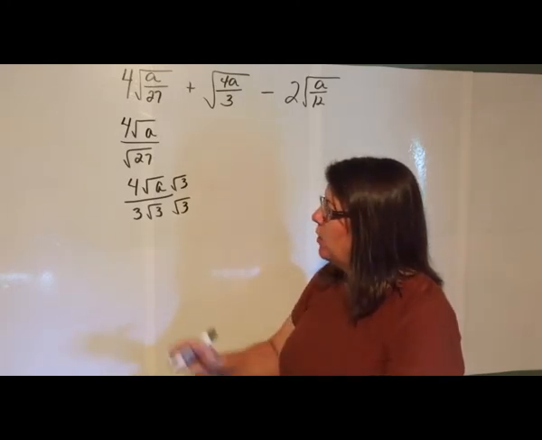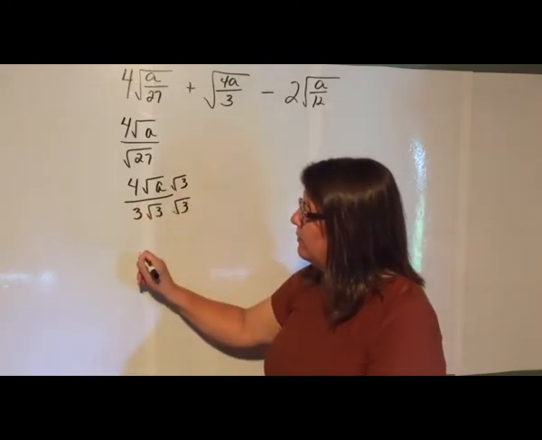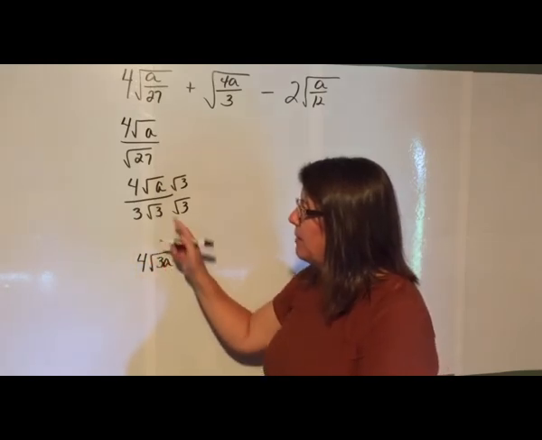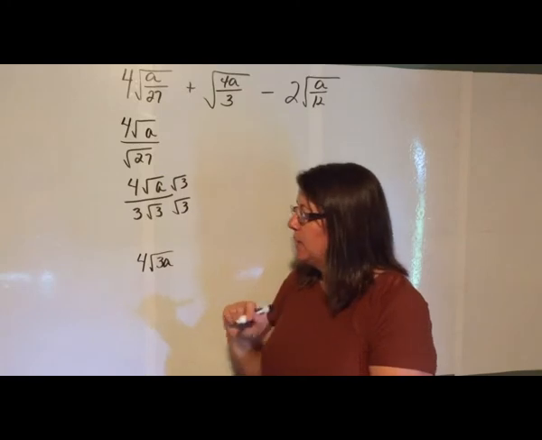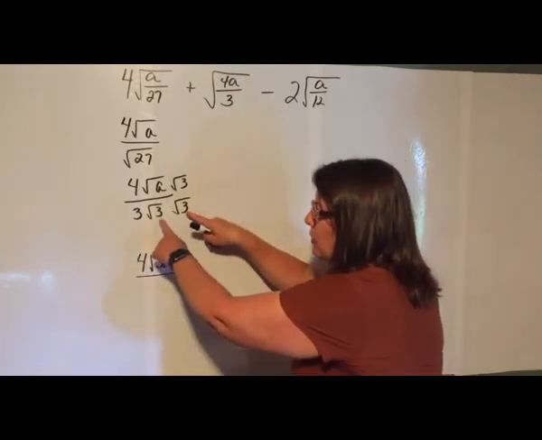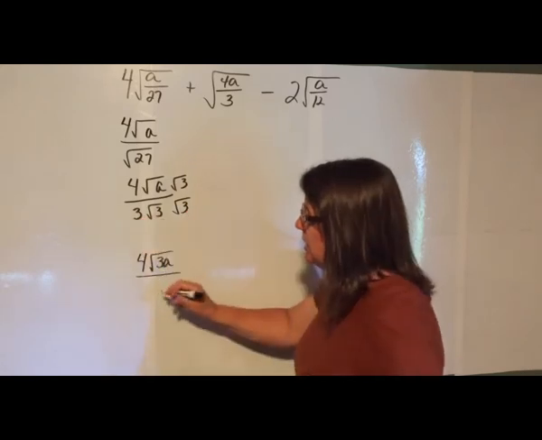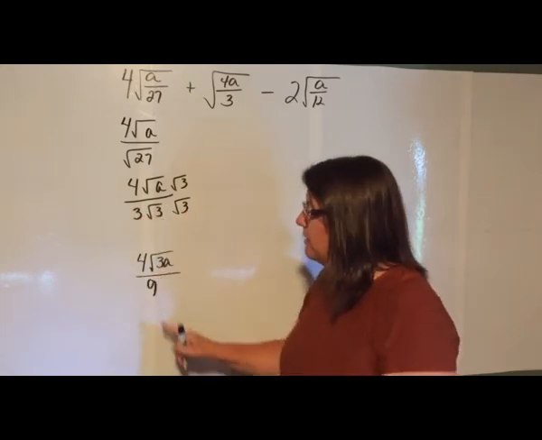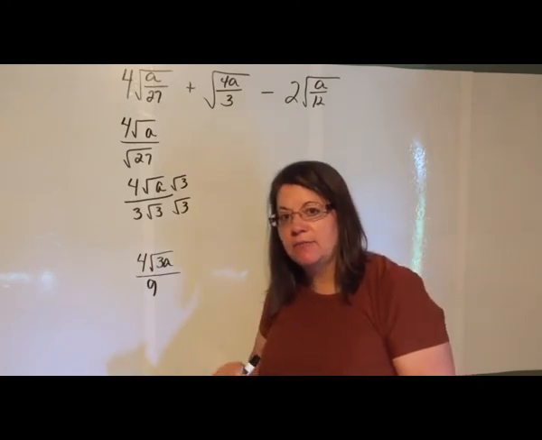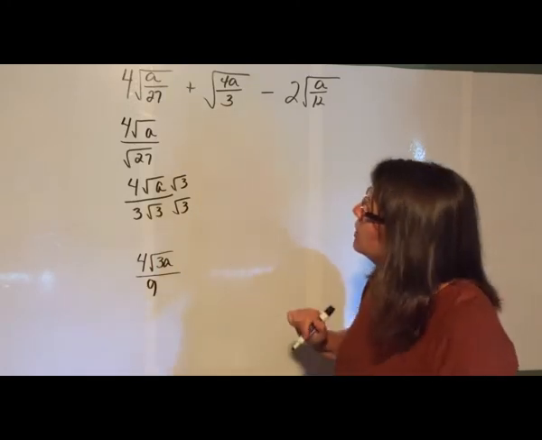I'm going to multiply by the square root of 3 on the top and bottom to do that. And then on the top, I have 4 times the square root of 3a. Remember, I'm allowed to multiply anything. And on the bottom, I have 3 times 3. 3 times 3 is 9. Now, if I could simplify the 4 and the 9, I would, but I can't in this case. I'm going to move on to the second part.